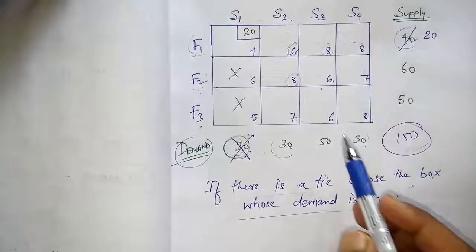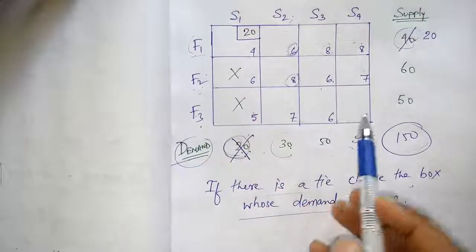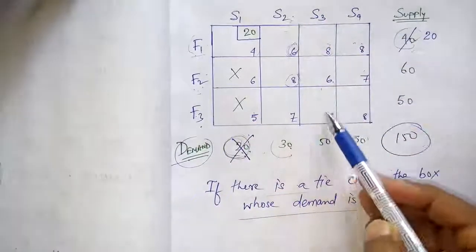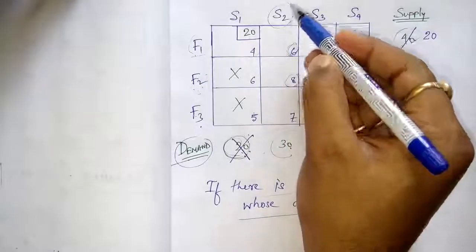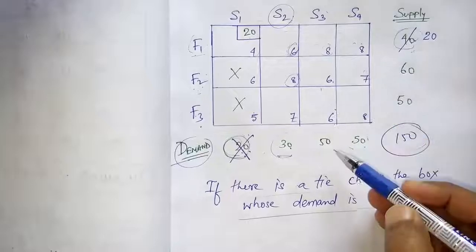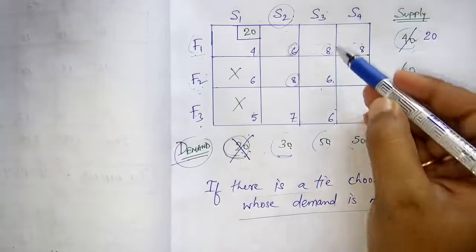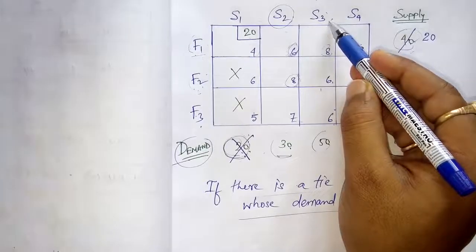So there is a tie between this and this. First check between these two. Store number 2, what is the demand? 30. Store number 3, what is the demand? 50. So which store will I choose first? I will choose store number 3 first.